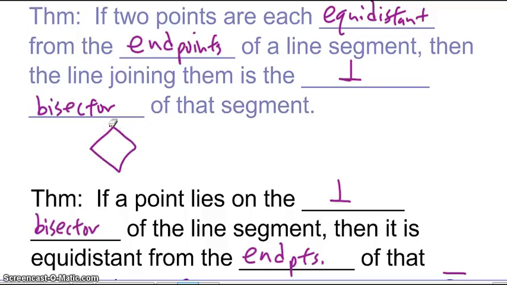So let's go back up to the first theorem here and draw an example of this. Okay, so if 2 points are equidistant from the endpoints of a line segment, then the line joining them is the perpendicular bisector. So my 2 points would be, this point is equidistant from the 2 on the left and right, this point is equidistant from the 2 on the left and right, then the blue line would be the perpendicular bisector of that purple line. So the blue line would be your perpendicular bisector.